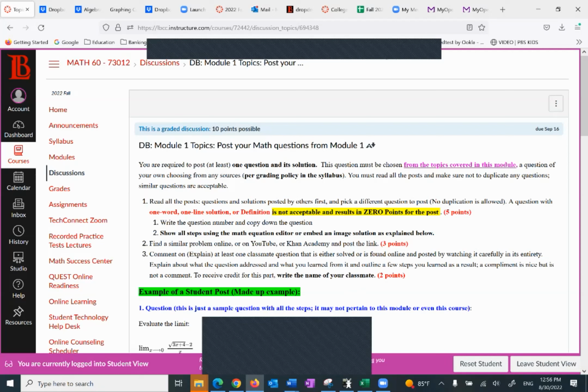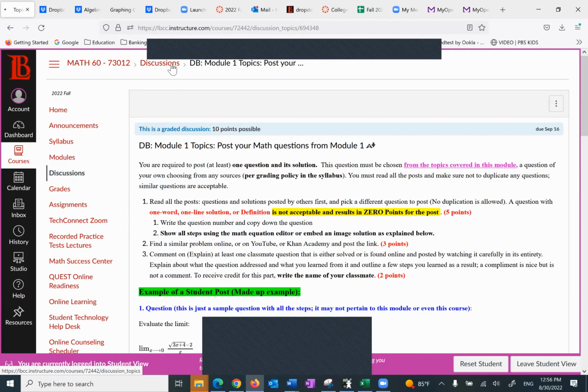A compliment is nice, but it's not a comment. If you said, okay, the question was really good, I learned a lot, that's not what I'm looking for. That is 2 points, the total of 10 points. Normally in the past, students had a very easy time to get all those 10 points.